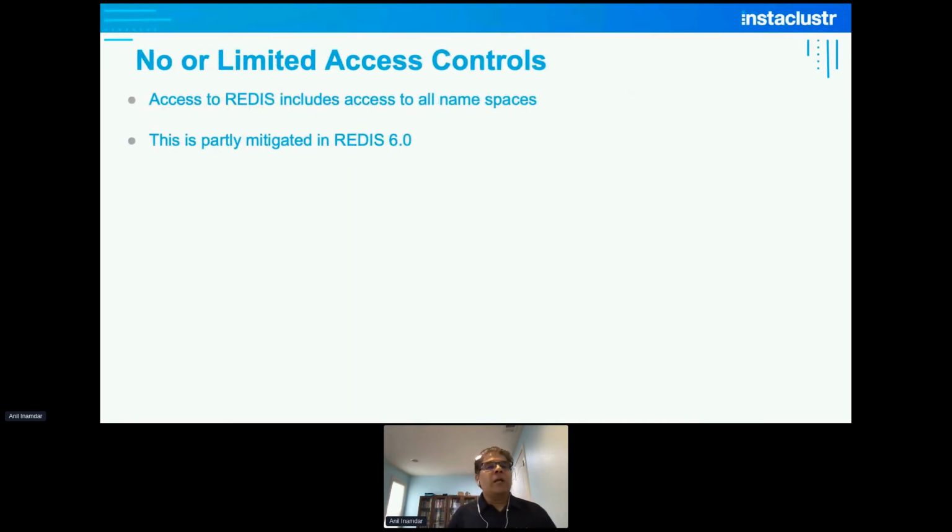Another is no or limited access controls. Access to Redis includes access to all namespaces, which is kind of a no-no if your application is security-oriented or stores confidential data. It may not be the right thing. This is partly mitigated in Redis 6.0, but most of the clients I know are still on lower versions, and this is still an issue they should consider. It's not a problem, but they should address this or use it carefully.